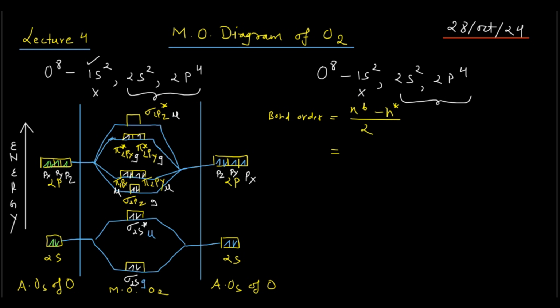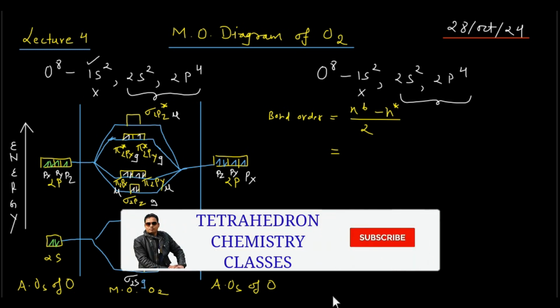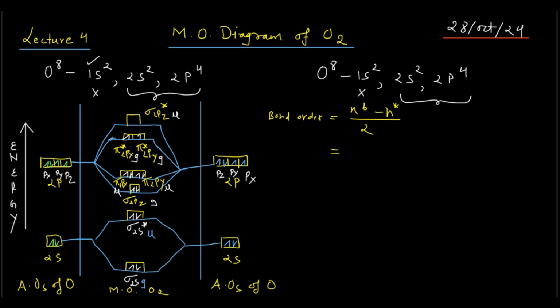Bonding molecular orbitals are those which do not have the asterisk or superasterisk. So this is lower in energy, this is bonding, so 2 electrons are here. This is another bonding, 4. This is another bonding, 6. This is another bonding, 8. So total 8 electrons: 2, 4, 6, 8. Total 8 electrons are present in the bonding molecular orbitals. So you'll write 8 here.